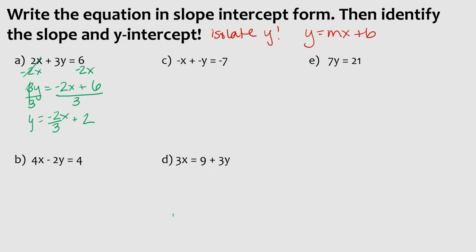Okay, so in this particular case, my slope is whatever is in front of the x. So my slope is -2/3, and my y-intercept is going to be the point (0, 2). And again, the 2 comes from here, and the 0 comes from the fact that it's a y-intercept, so x is always 0.